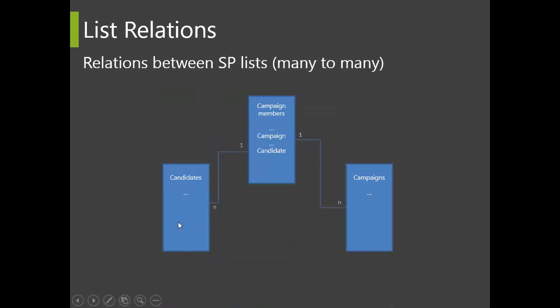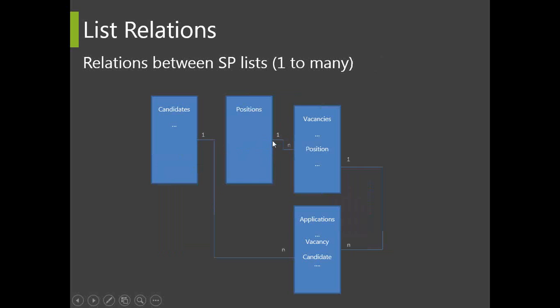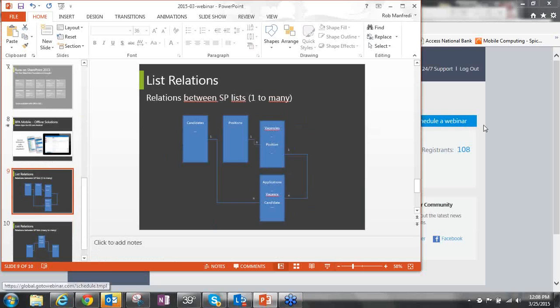Here we can see a many-to-many relationship. Let's say we've got a series of candidates, many candidates that can be part of a campaign, and a candidate can be part of many campaigns. This many-to-many relationship is something that we also support, but we're going to spend more time looking at these positions, vacancies, and applications. All right, let's move on to the interactive part, looking at some SharePoint sites.